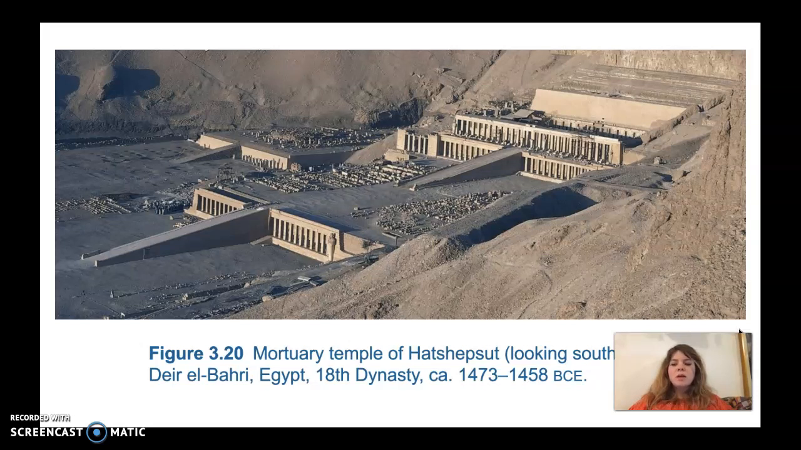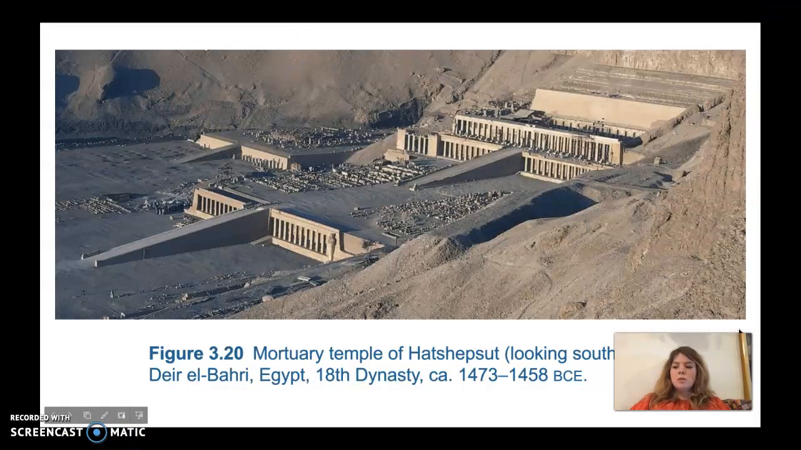The capital remained at Memphis, but Thebes in Upper Egypt rose into prominence due to the growing importance of the god worship there, which was Amun-Re, which I believe was the sun god. Thebes really became known for its magnificent palaces, tombs, and temples along both banks of the Nile River. So you would go down the Nile, and on either side there'd be these elaborate tombs and palaces in the Thebes district.